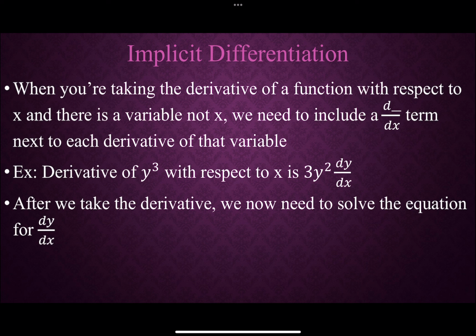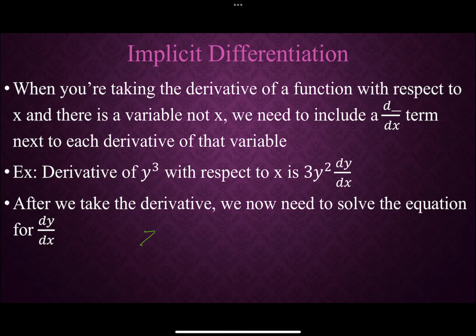This will be with respect to other variables as well at other points. We'll get into that kind of stuff when we get into unit 4 and 5, talking about derivatives with respect to t and then r and other things. But if there's a variable that's not x, we need to include that d blank dx term next to each derivative. Perfect example. If I want to take the derivative of y cubed with respect to x, not with respect to y, just with respect to x, it's 3y squared, your basic power rule, but then the dy dx term has to come after it. Okay?